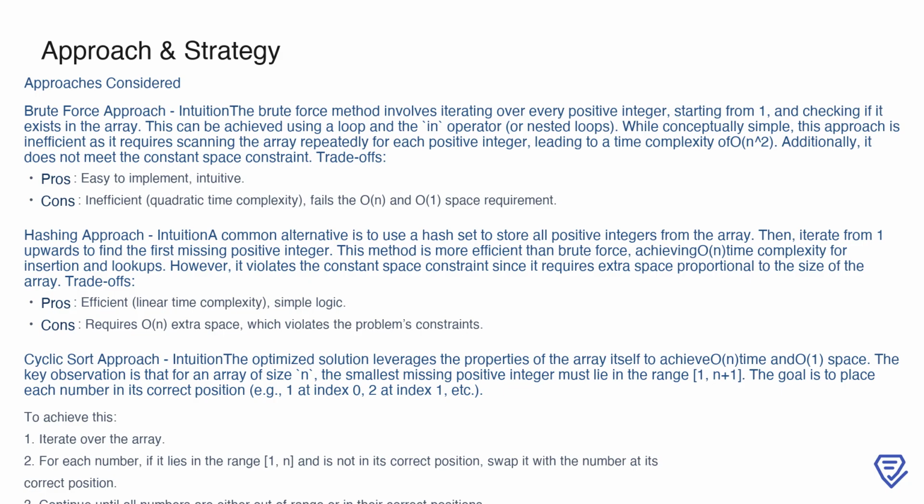This optimized method is based on the observation that in an array of size n, the smallest missing positive integer must be within the range 1 to n+1. By rearranging the elements so that each number is either in its correct position or out of range, we can solve the problem in O(n) time and O(1) space. This approach is both efficient and adheres to the problem's constraints, making it a strong candidate.